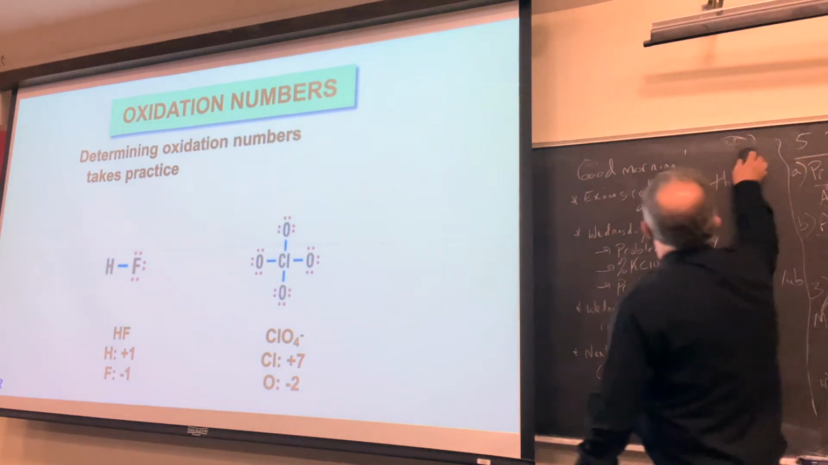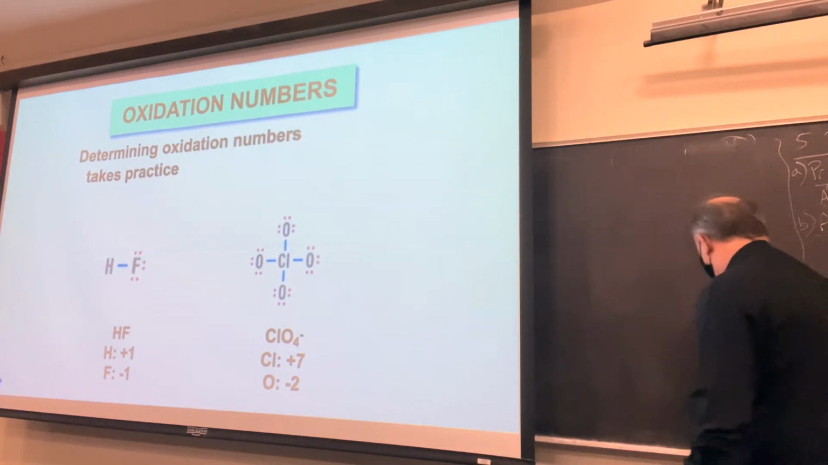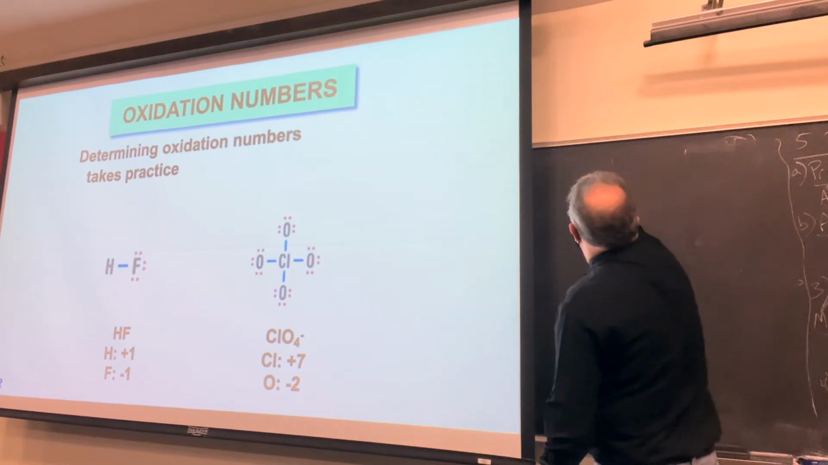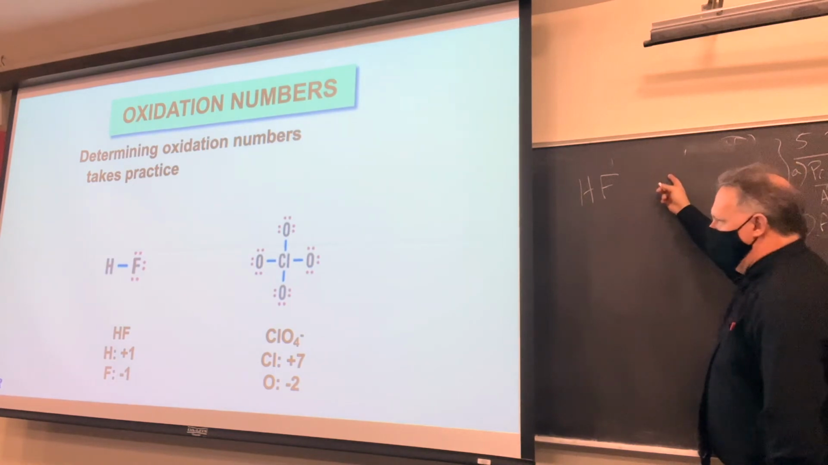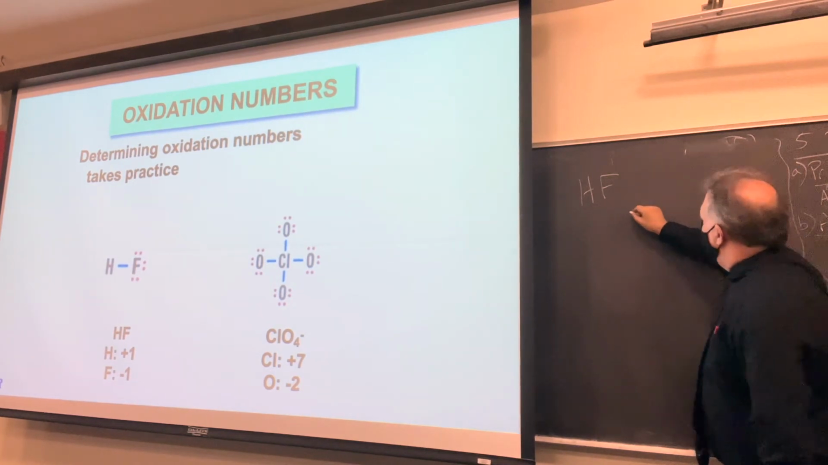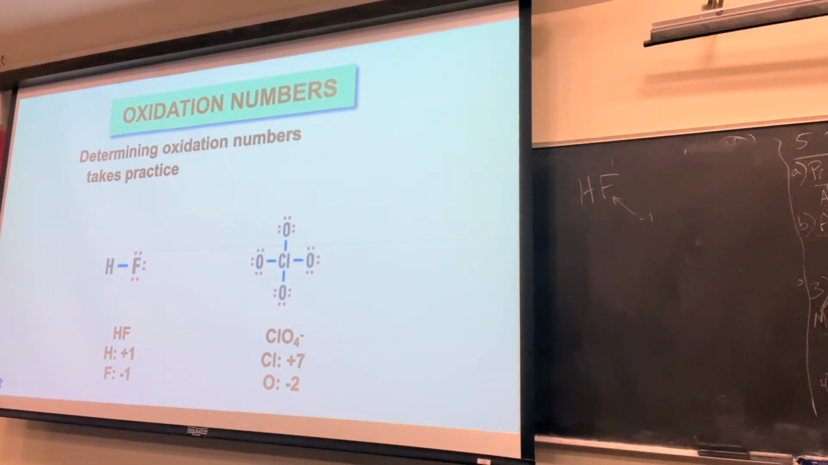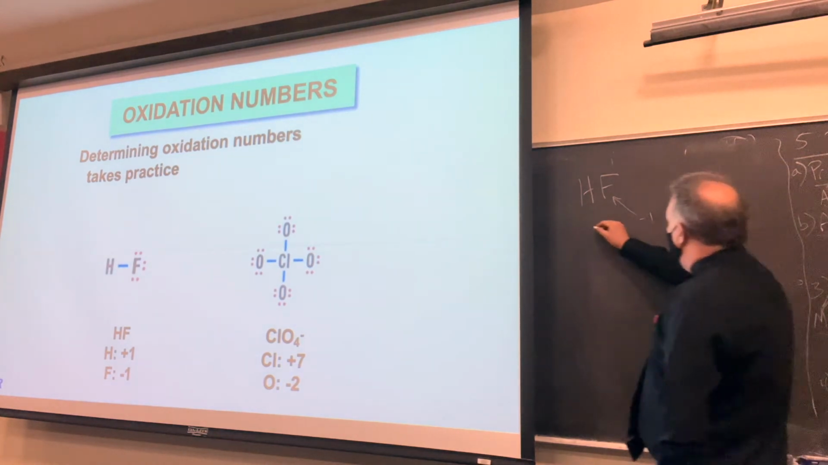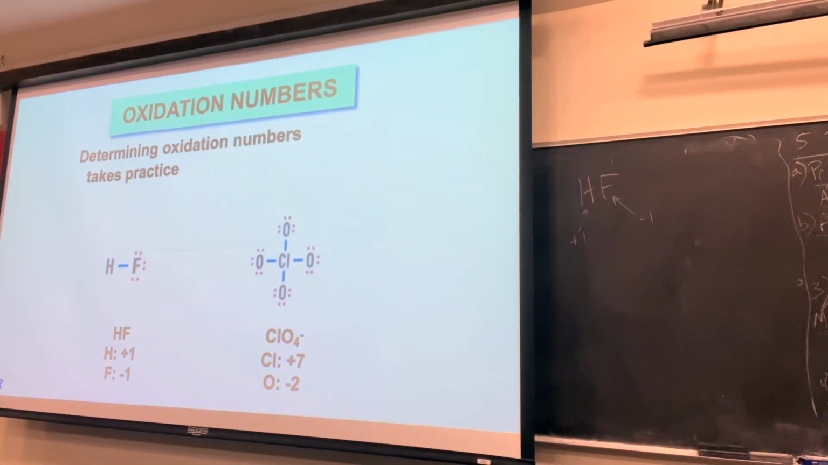So here's an example where you want to find the oxidation number of the H and the F in HF. It's not as bad as it sounds, but right now we don't know what the oxidation numbers are. On the previous slide, fluoride is always -1 in a compound, and it can be any compound. Fluoride will always be -1, and usually in a compound, hydrogen is +1. So in HF you'd initially say hydrogen's +1 and fluoride's -1.